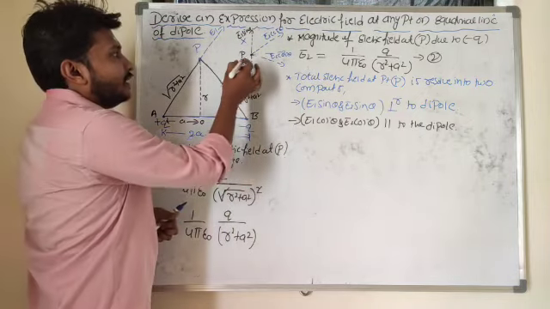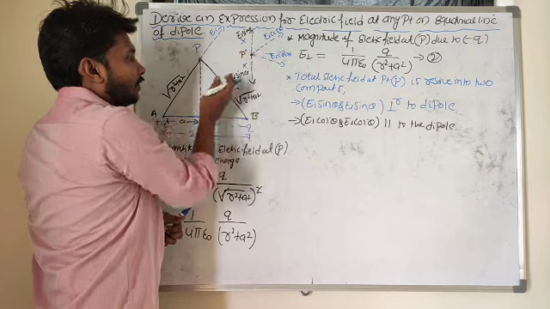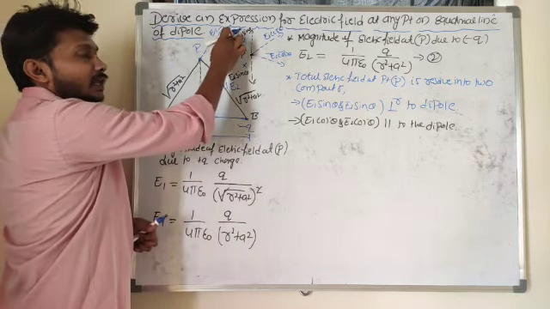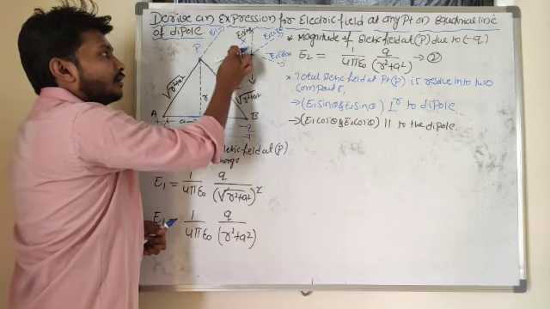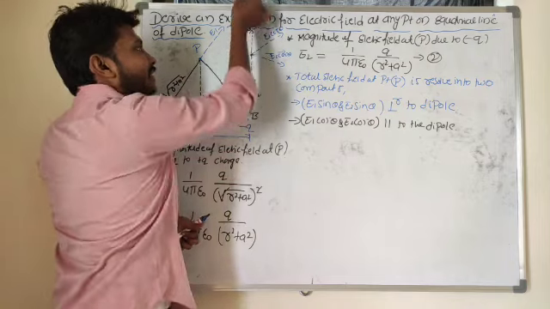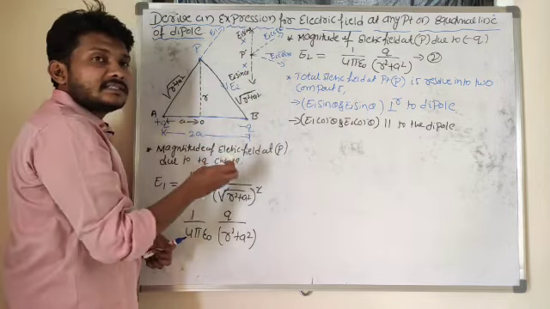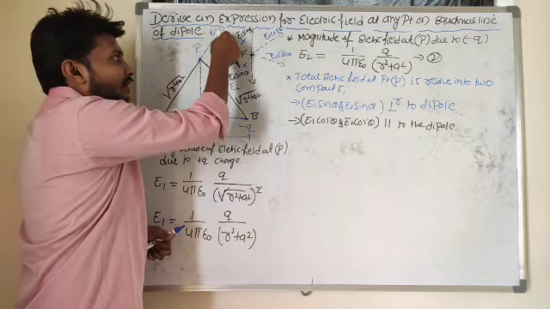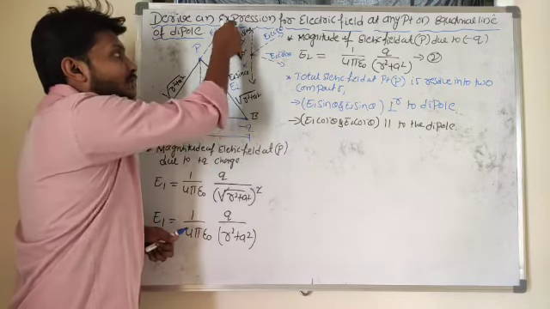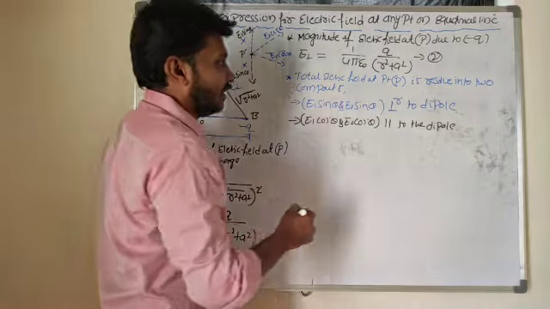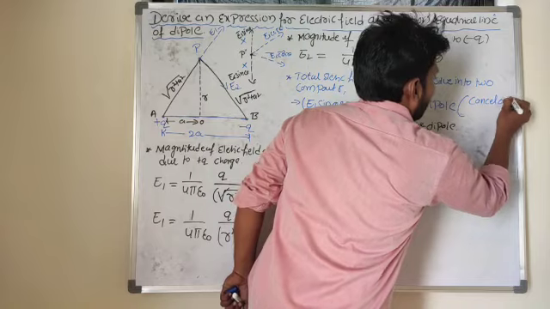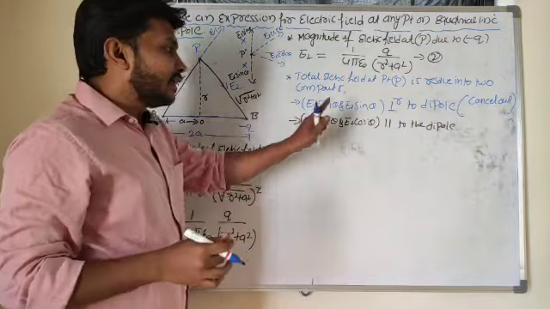So the electric field present perpendicular to the dipole is getting cancelled out. If this is the dipole, this is perpendicular to the dipole. Why? Because E1 sin theta is in the upward direction, E2 sin theta is in the downward direction. These two electric fields are equal in magnitude and opposite in direction, so they get cancelled out. E1 sin theta and E2 sin theta will get cancelled out.